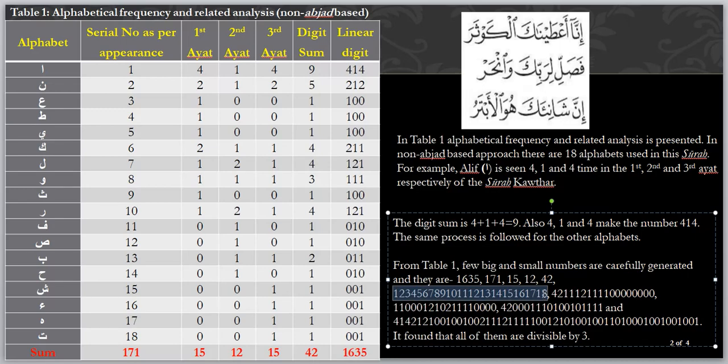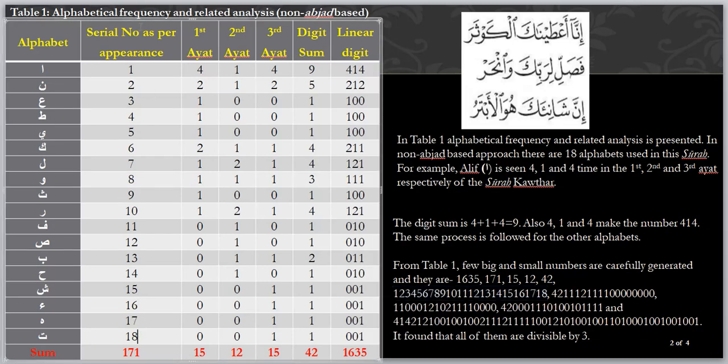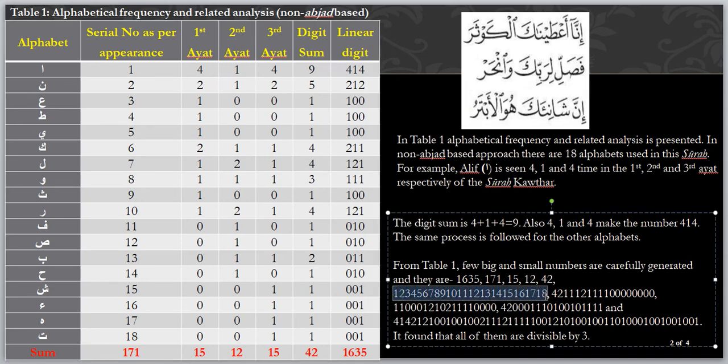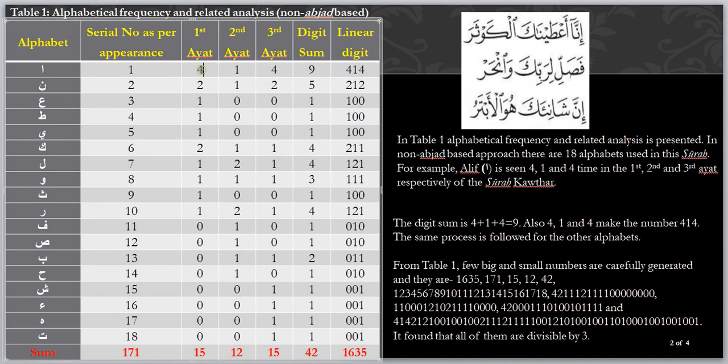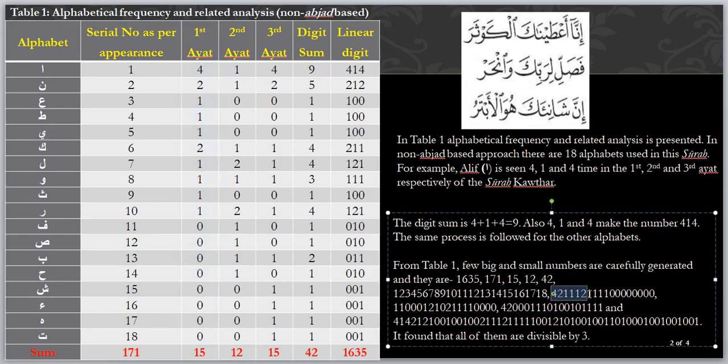That means 1, 2, 3, 4, 5, 6, 7, 8, 9, 10, 11, 12, 13, 14, 15, 16, 17, 18. Sorry, up to 18. If we linearly place 1 after 1 to 18, we actually get this big number. And if we place these values one after another, we get this big number.